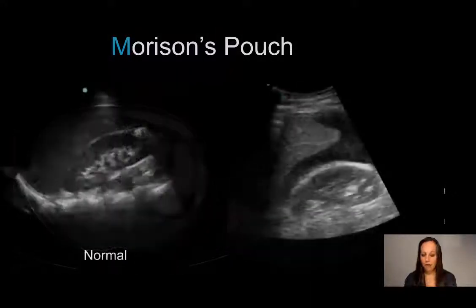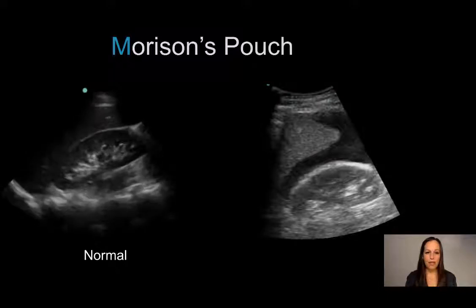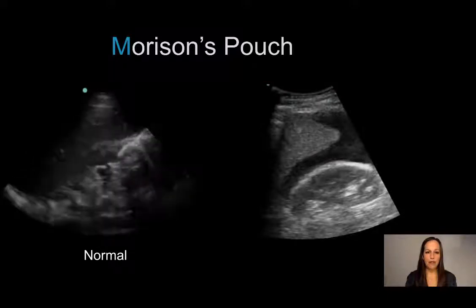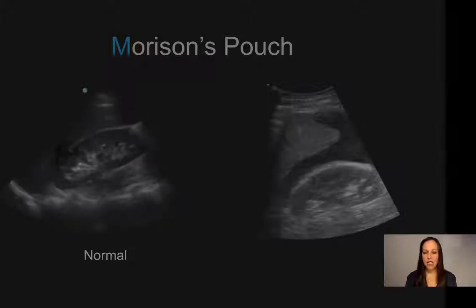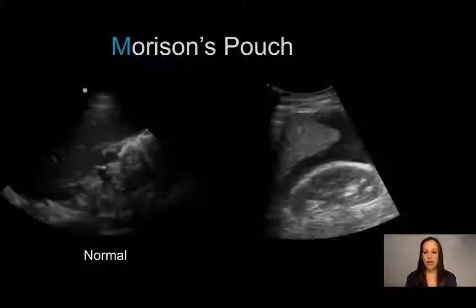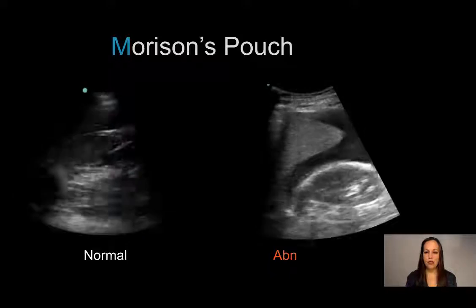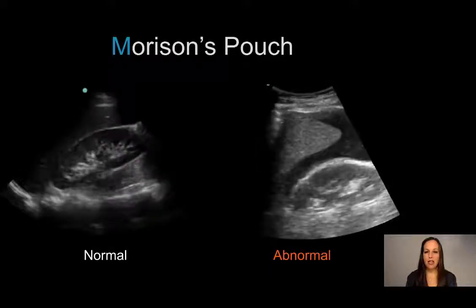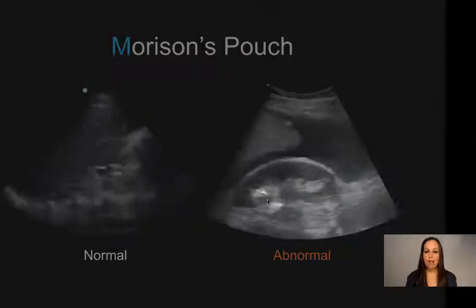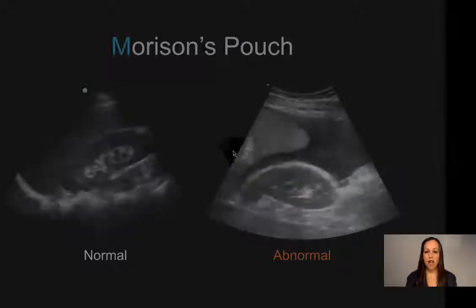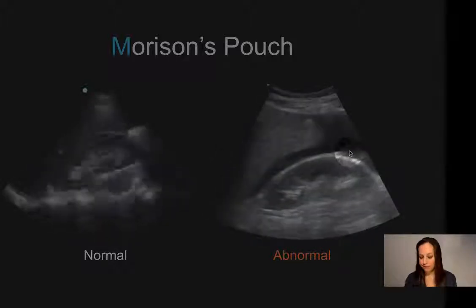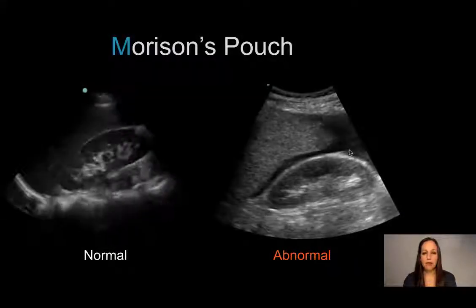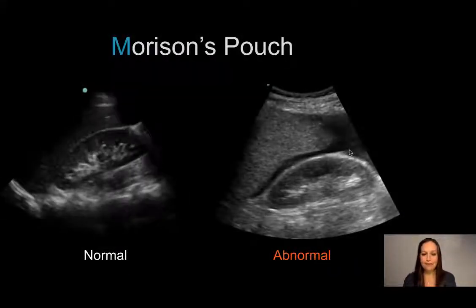Side by side, we have normal, we have the kidney here, we have liver, and we have Morrison's pouch. It's a nice clean line. And this is in contrast to a very abnormal situation where we have kidney, the tip of the liver, and a lot of fluid that extends down the inferior pole of the kidney, down the pericolic gutter. They're usually not this obvious.